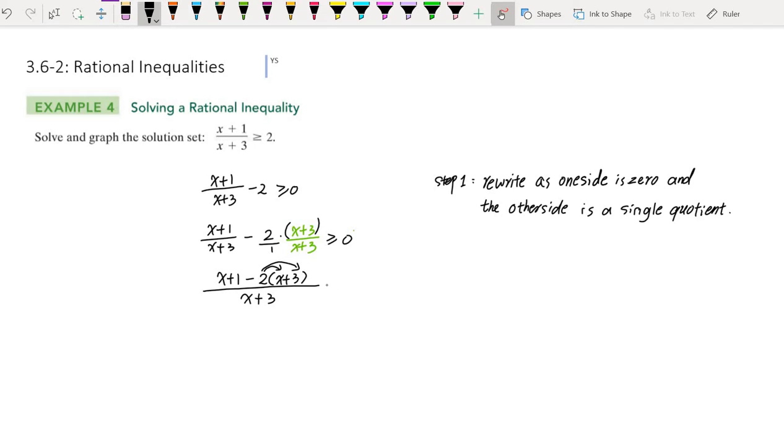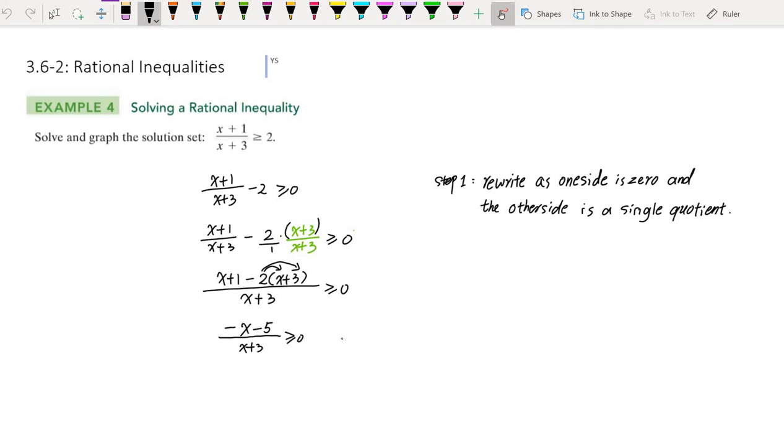Then we'll do a distribution. We still have to write greater than or equal to 0. So this is going to be x minus 2x, that will be negative x. Then we have a plus 1 and minus 6, that will be minus 5. If you want to take your time to do it, that's fine too. So there's a whole thing, negative x minus 5 over x plus 3, greater than or equal to 0. All right, so that is our step 1. We rewrite this as one side is 0 and the other side is a single quotient.